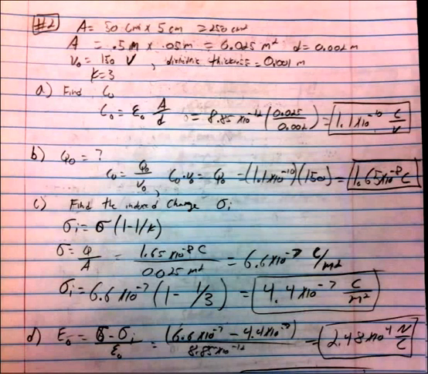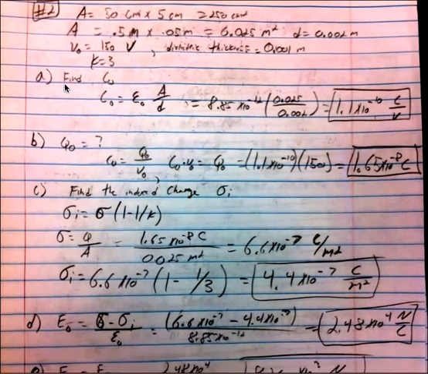A dielectric sheet of thickness 1 millimeter is placed between the plates, exactly in the middle, so there is a 0.5 millimeter gap between the dielectric and each plate. First, find the capacitance before the dielectric is placed.